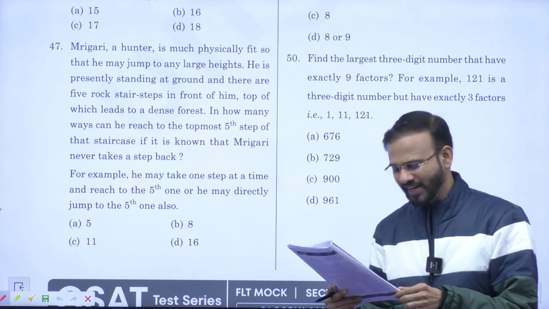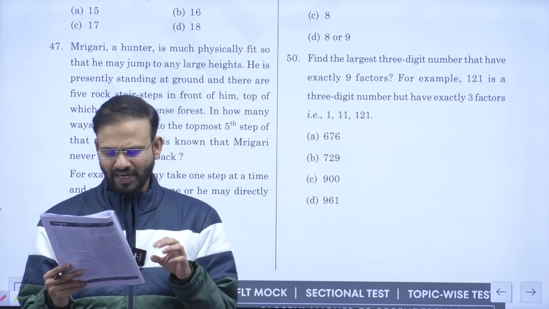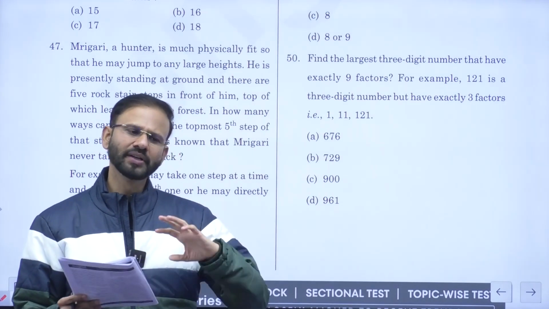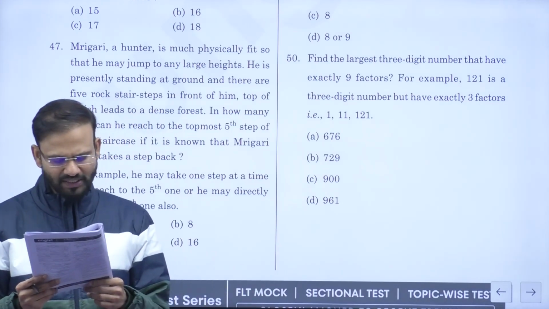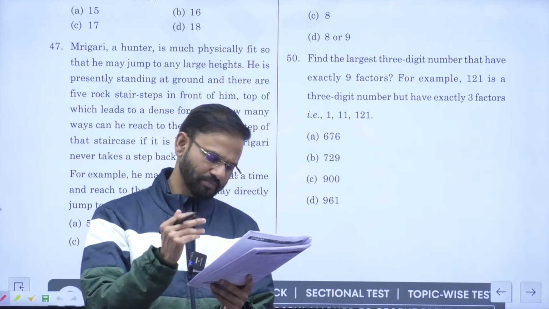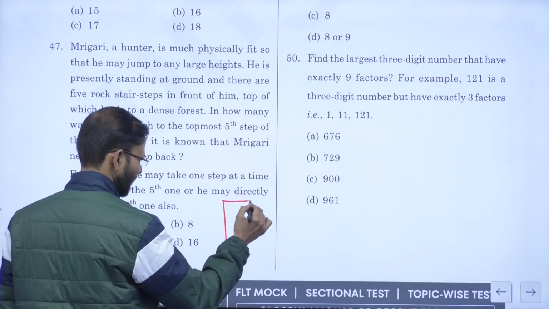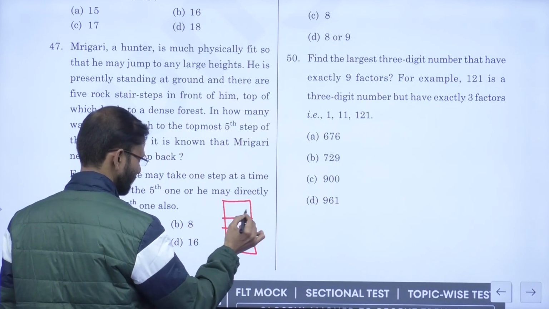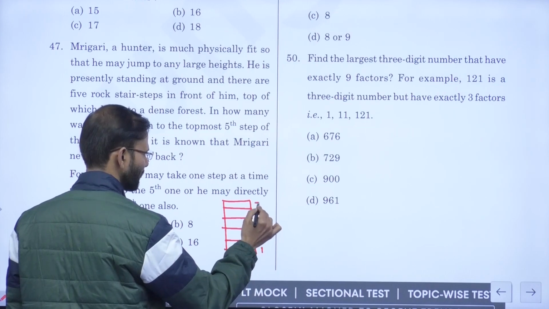Anyways, Mrigari, a hunter, is so physically fit that he may jump to any large height. He is a hunter who can jump to any height, and he is in a forest. He presently is standing on the ground and there are 5 rock stair steps ahead in front of him. Okay. So guys, the situation is that this is step number 1, step number 2, step number 3, step number 4 and 5. 1, 2, 3, 4, 5.